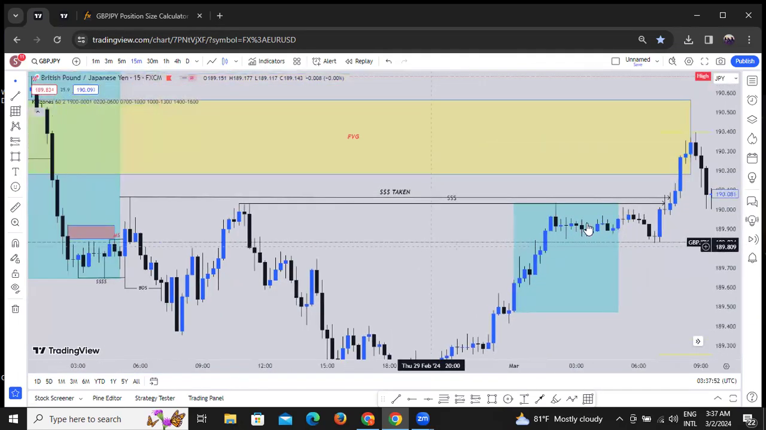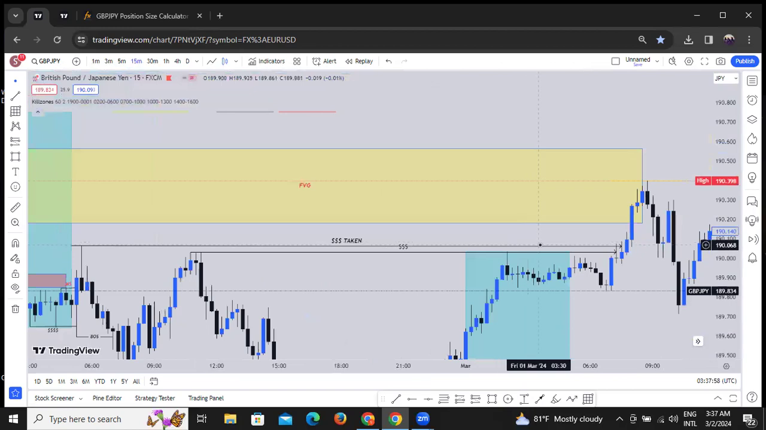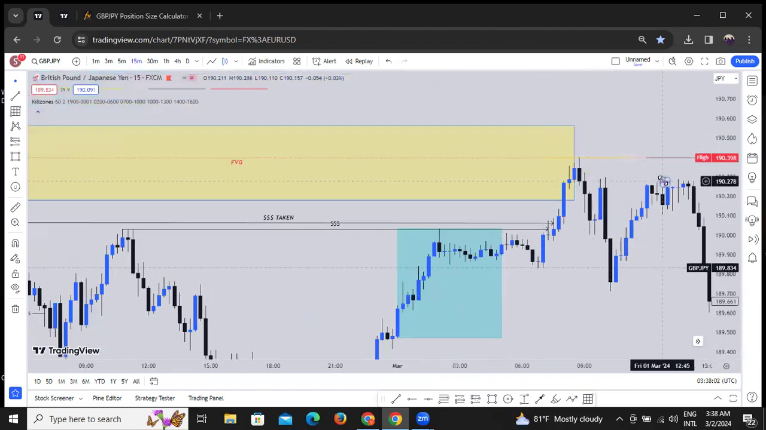So right here, as you can see, market swept all our liquidity and returned to our fair value gap. Now, what do I do? For me to have a quality stop loss, in fact, let me put it simple. I take my entry from 1 minute time frame, sometimes 5 minute time frame, depending on where I get my good setup.